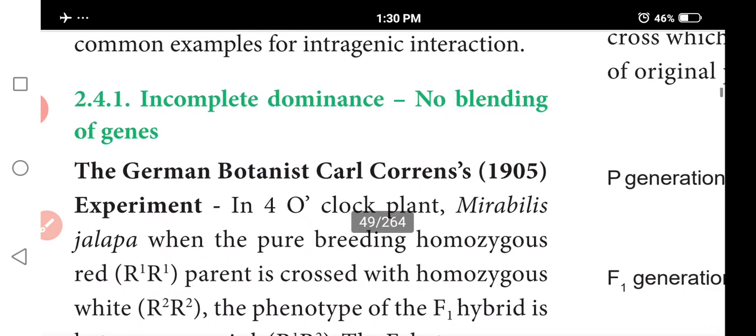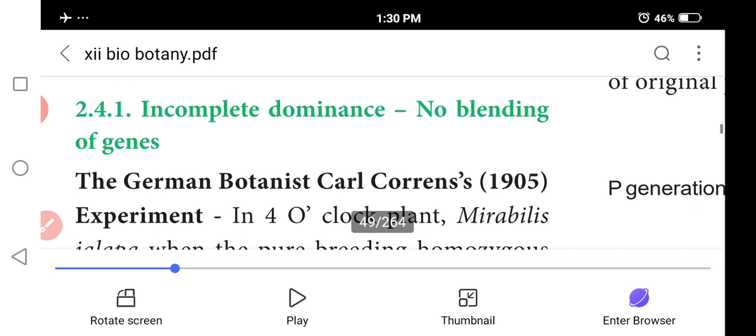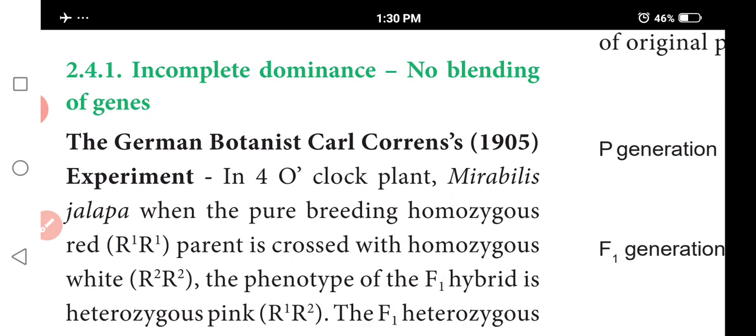So we discuss them one by one. Incomplete dominance: no blending of genes. Already we have these words, no blending of genes, from the monohybrid cross and the law of segregation. So here we take the four o'clock plant.